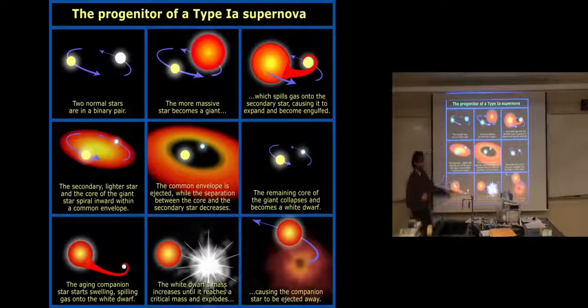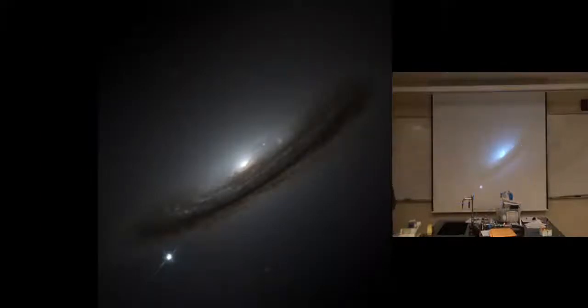So it blows up at the Chandrasekhar mass. Not half, not 5% above. It blows up at the Chandrasekhar mass. So the amount of material that I fuse is pretty standardized.